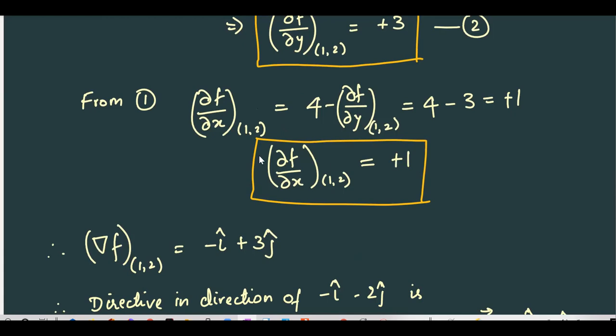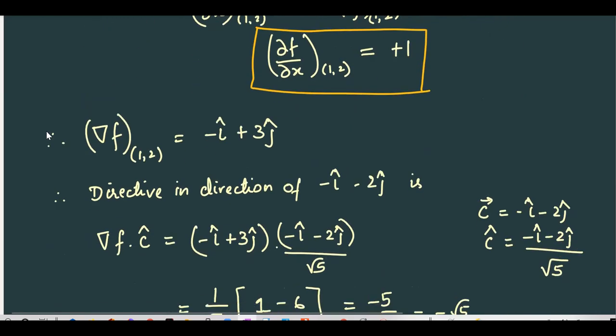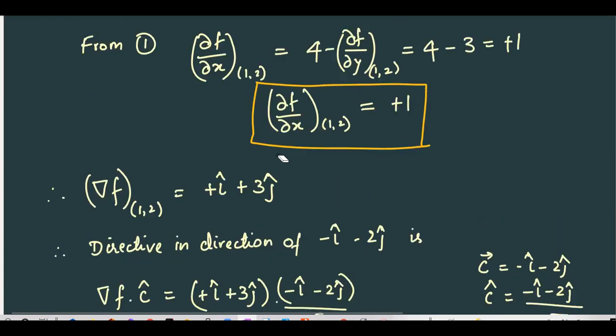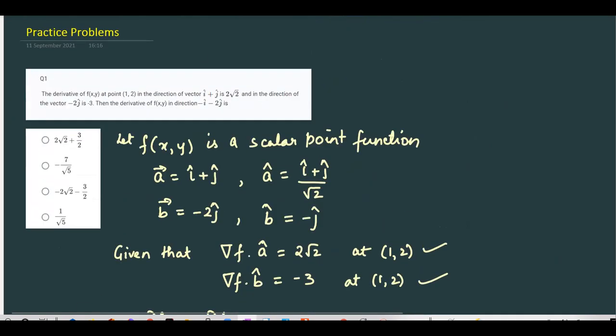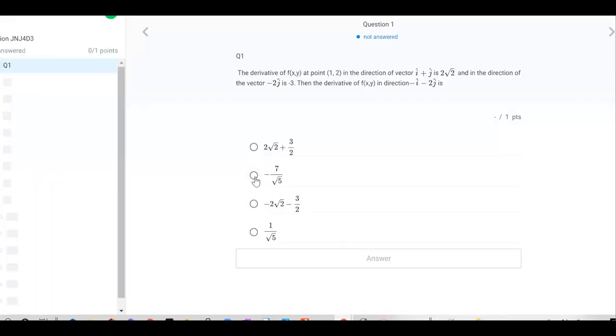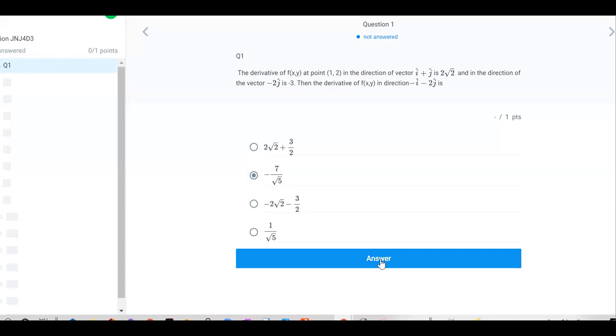Plus 1. This is plus 1. So the directional derivatives are this, right? So now you get minus 1, minus 6. So minus 7 upon root 5. This is the correct answer. Yeah, so this is the correct answer. Minus 7 upon root 5.